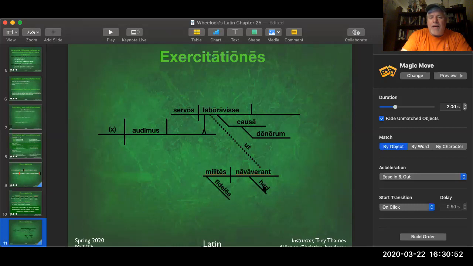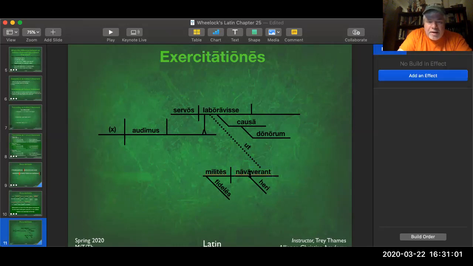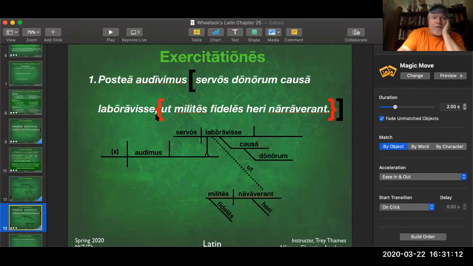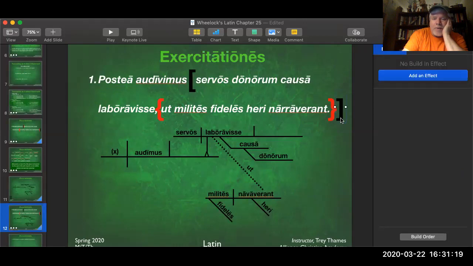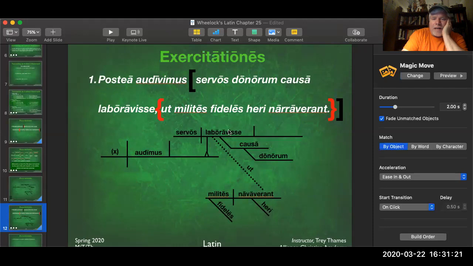So that's how that is diagrammed. Let's look at the next slide here. Matter of fact, I'm going to go ahead and fix this spelling while I'm still here. Yeah, got it. All right, let's look at this next slide. Again, this is the main sentence, post audivimus, that's the main sentence. This entire thing, in the black brackets here, is the direct object of this verb.